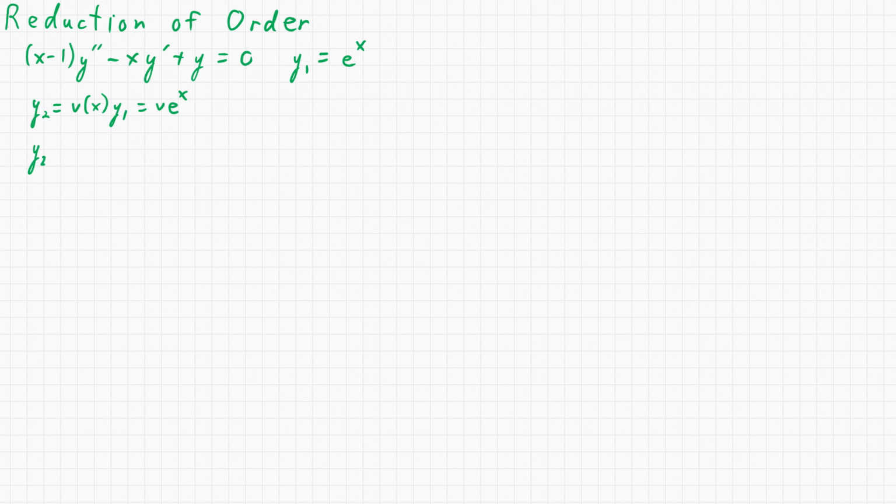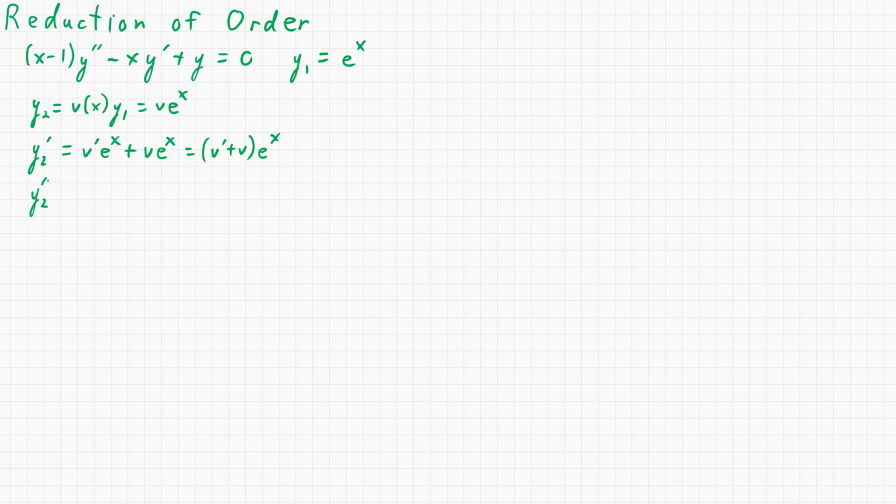Alright, so then I'm going to need y2 prime. That's going to be v prime e to the x plus v e to the x. There's nothing that gets dropped down because it's just e to the x, not e to the 4x or anything. Let's simplify that so it's a little nicer: v prime plus v, times e to the x.